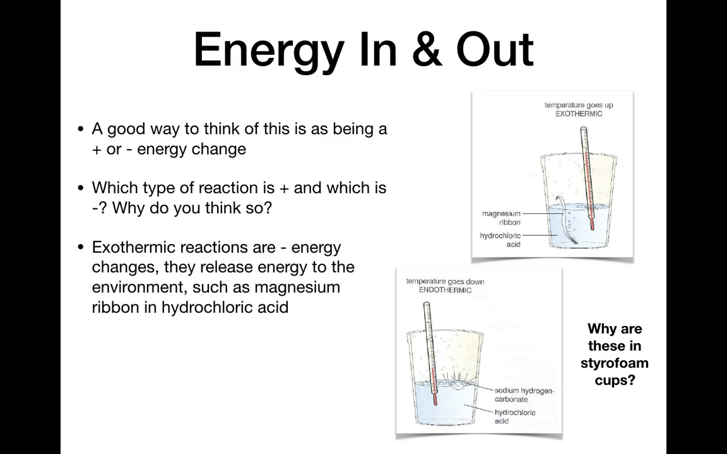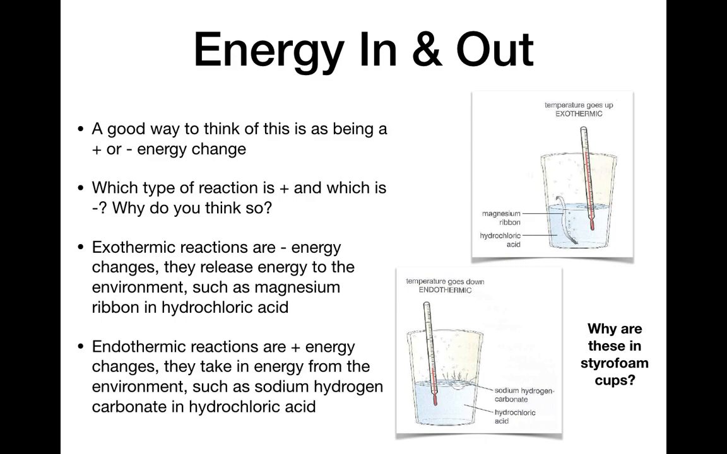So exothermic reactions are negative energy changes because they're losing energy in terms of the system where the energy was. It's leaving the system. This has less energy afterwards, and therefore it is negative. An example here is magnesium ribbon and hydrochloric acid reacting in this cup. The temperature is going to go up, the system loses energy, so it's exothermic.